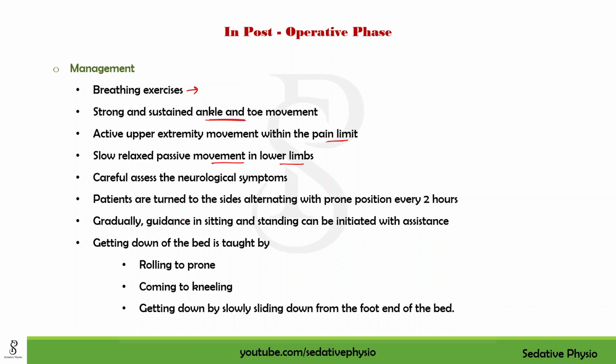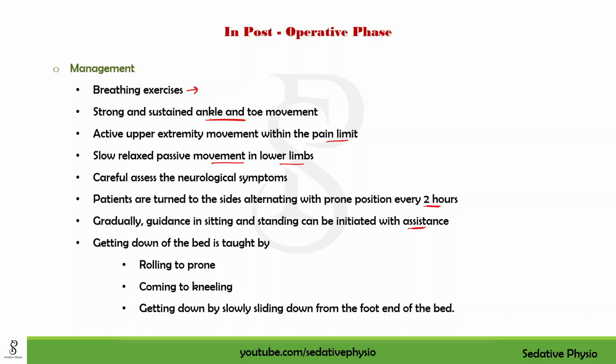Okay, now the patients are turned to the sides, alternating with the prone position, every 2 hours. The patient will have to turn to both sides, like in the sideline towards the left side and in the sideline towards the right side. This will alternate every 2 hours. Gradually, guidance in sitting and standing can be initiated with assistance. After some days, we will start sitting and standing of the patient, but with assistance; we will passively guide the patient for the sitting and standing movement.